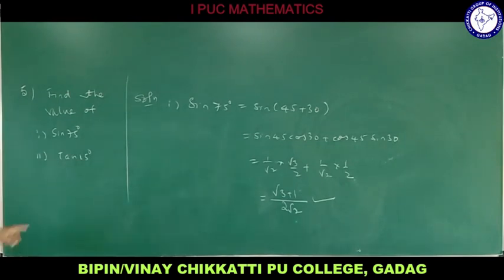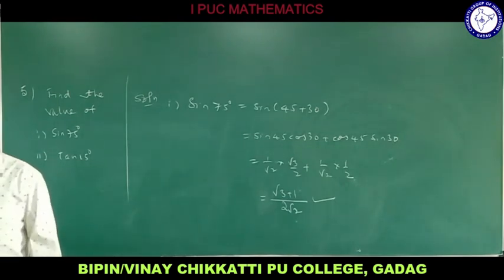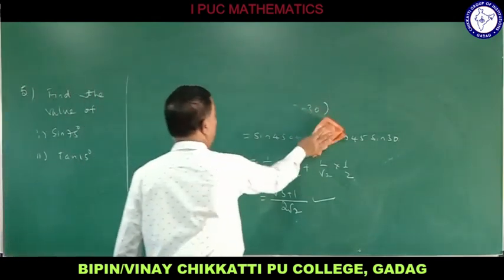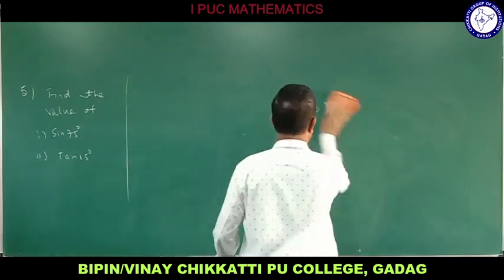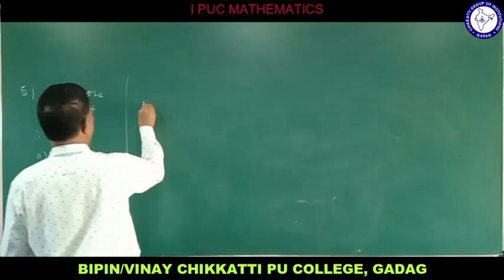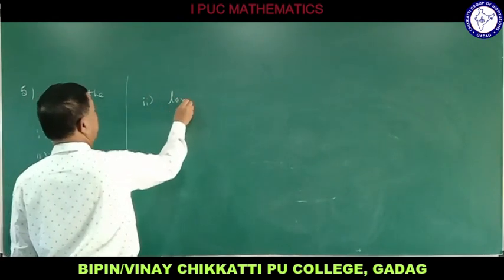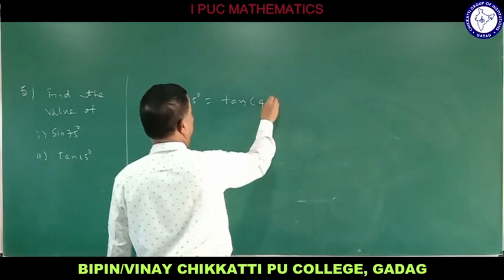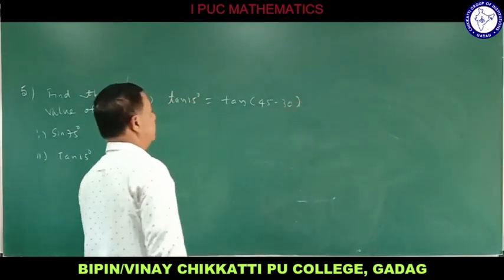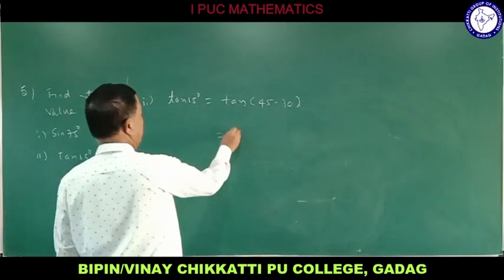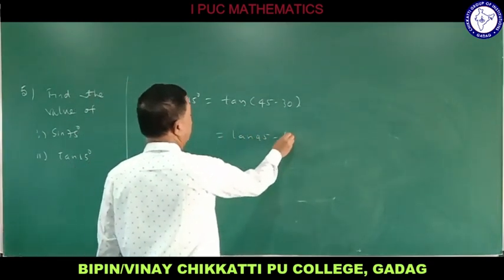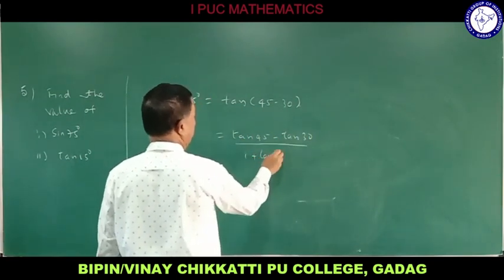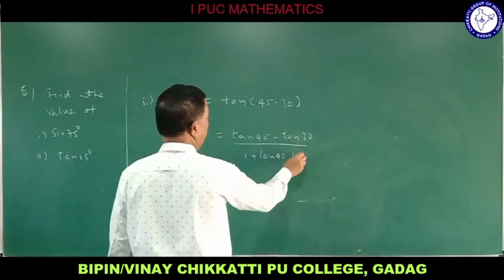Now I have to go for tan 15 degrees. How can that be proved? See the second, how we prove the result. Of course, it is already given, even then I am explaining here tan 15 degrees. So tan 15 means you have to go for 45 minus 30. So tan of (A minus B) is tan A minus tan B divided by 1 plus tan A into tan B.